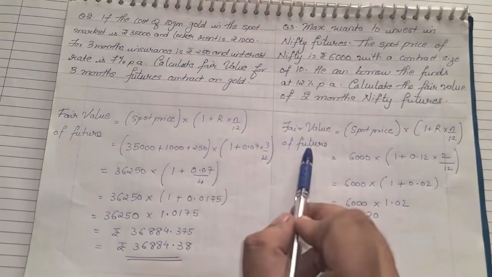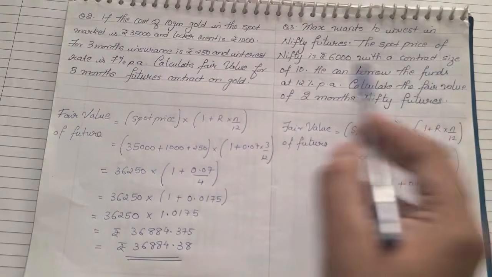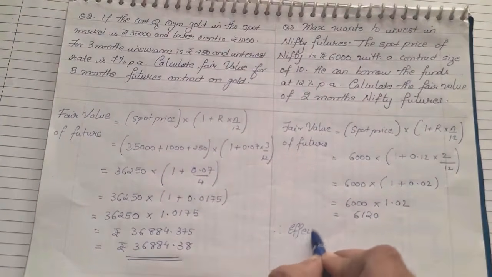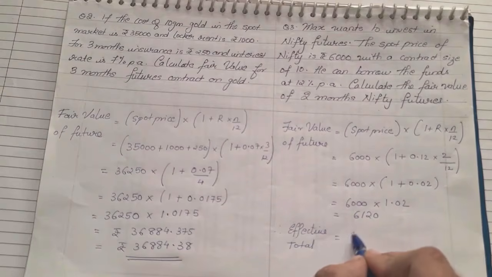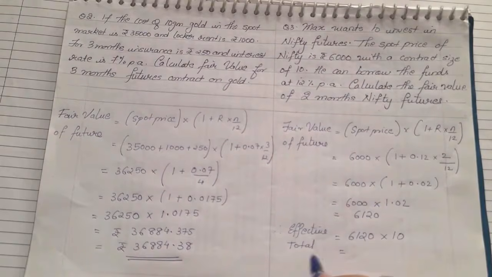Now this is the fair value of future for one contract. Now here they have given us that you want to invest in a contract size of 10. So therefore the effective total will be, now the future value of one contract was 6120. We have to multiply that with the total number of contracts. So in this case it was 10 contracts, so we multiply by 10. So my final answer will be, the final fair value will be 61,200. We were multiplying this with the 10 contracts. So amount will be 61,200 rupees.